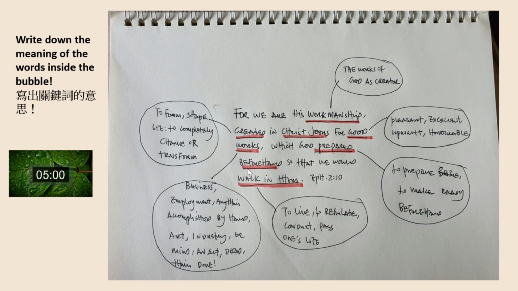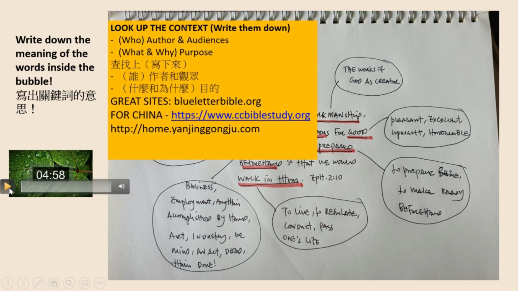So the first thing you can do is to look up the context of the passage, which you would do by going to some of the websites that I'm going to introduce in a second. You will look up who the author was, who the audiences were, what the purpose was, and why the author wrote that book.